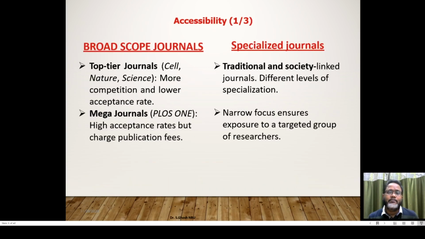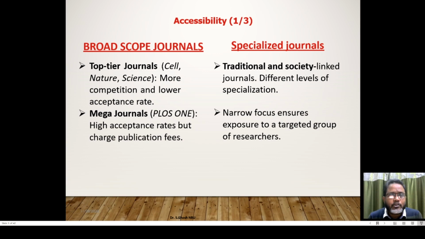Now see accessibility. This is very important. Even if you have written an article for a journal, the most important thing is whether your article is accessible to users, to persons in the academic field. So obviously accessibility is an issue. If your journal is not that well accepted or familiar, you will be in trouble.